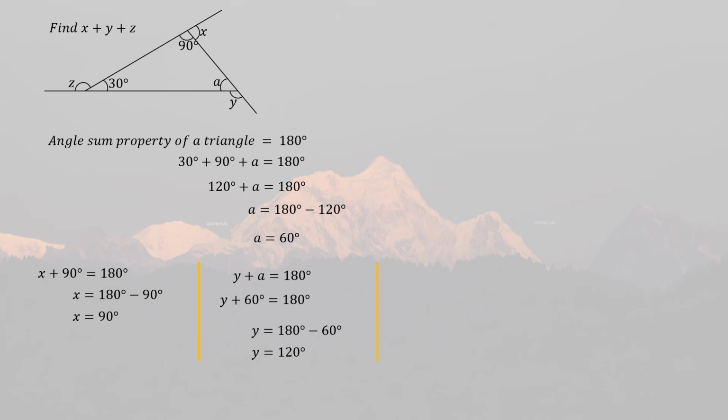Now we are left with z. So z plus 30 degree equals 180 degree. We take 30 towards the right hand side. So z equals 180 minus 30, and z equals 150, because 180 minus 30 is 150 degree. Our question was to find out the value of x plus y plus z. So x is equal to 90 degree, y equals 120 degree, and z equals 150 degree.